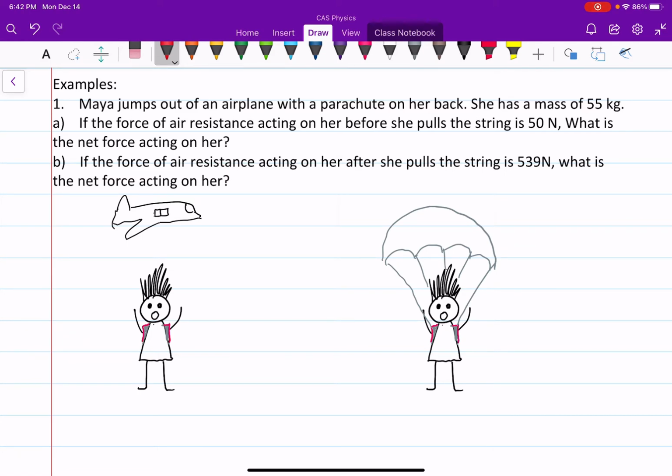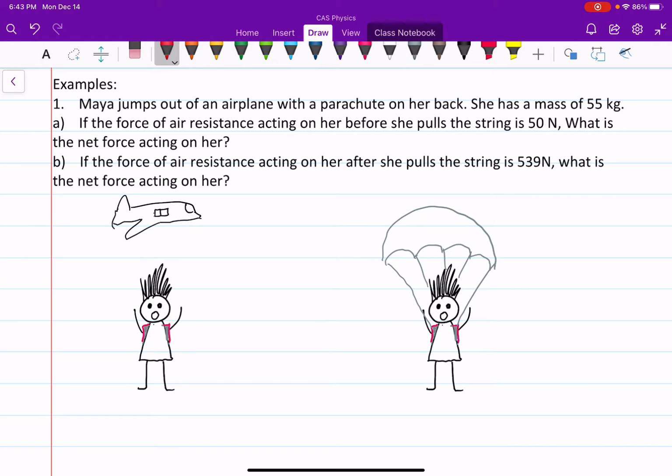So our first example is me jumping out of a plane with a parachute on my back. I have a mass of 55 kilograms. And in this example, we're not ignoring air resistance. So we're saying the air resistance increases, obviously, when I pull the parachute string. Before I pull the parachute string, the force of air resistance is 50 newtons on me. And then afterwards, in part B, it increases to 539.